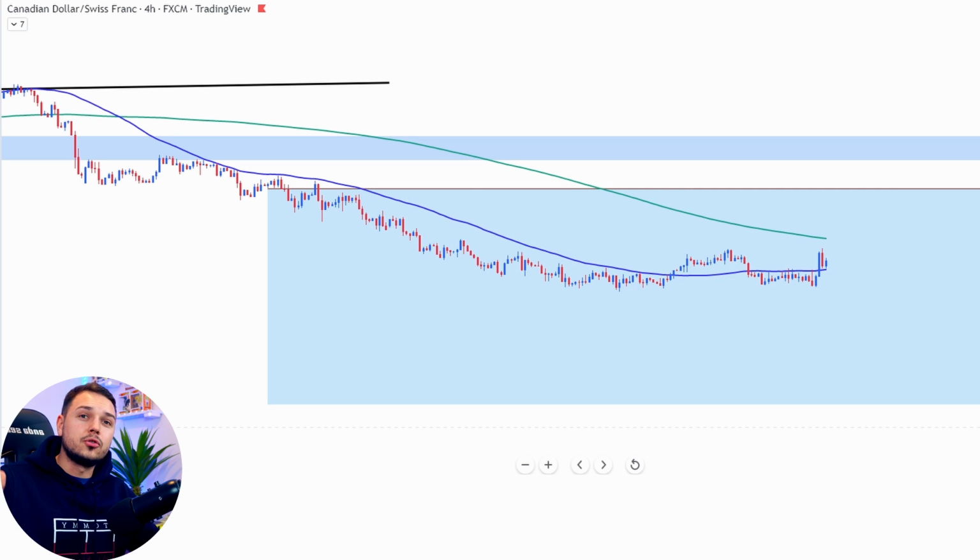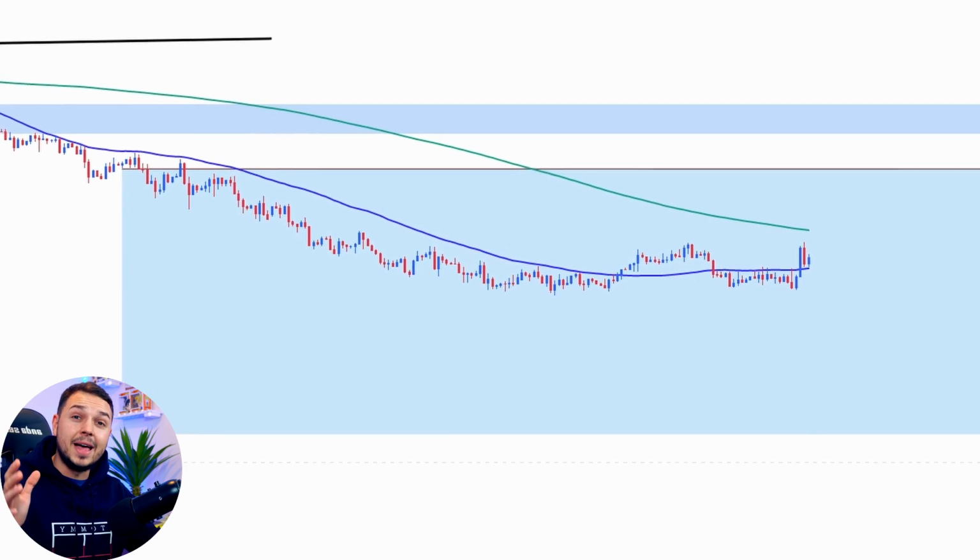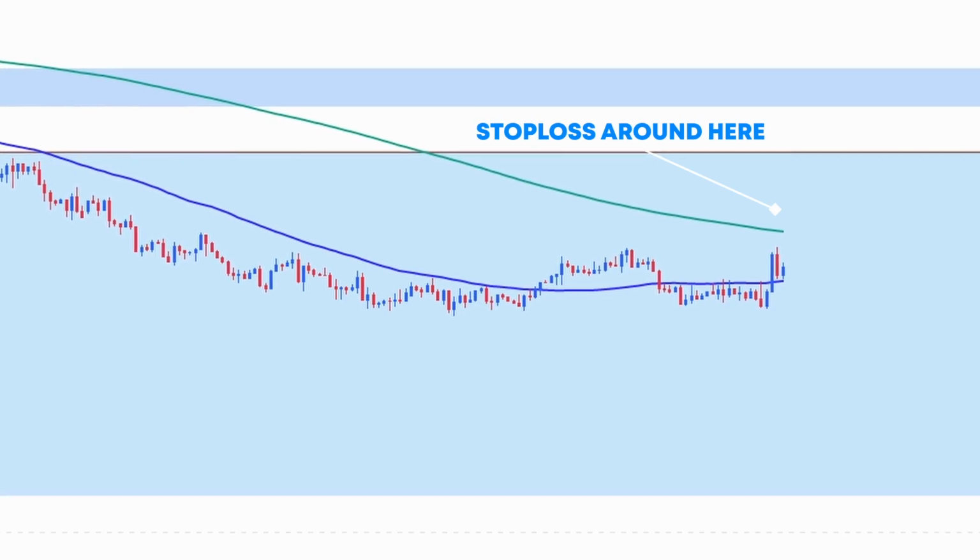So this is my actual trade on CAD Swiss franc. As you can see, it's currently going up and broke past the 50 moving average. Now I have set my stop loss level just above the 200 moving average. If it's gonna take me out, that's fine, but I do believe it has a chance to move down lower. That's why I'm keeping it open.